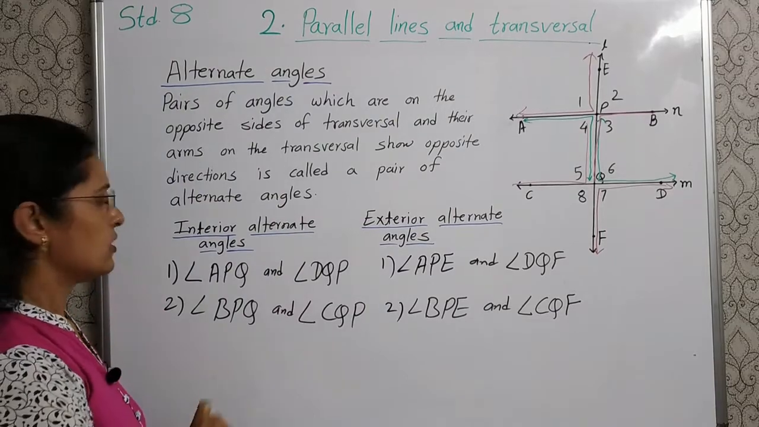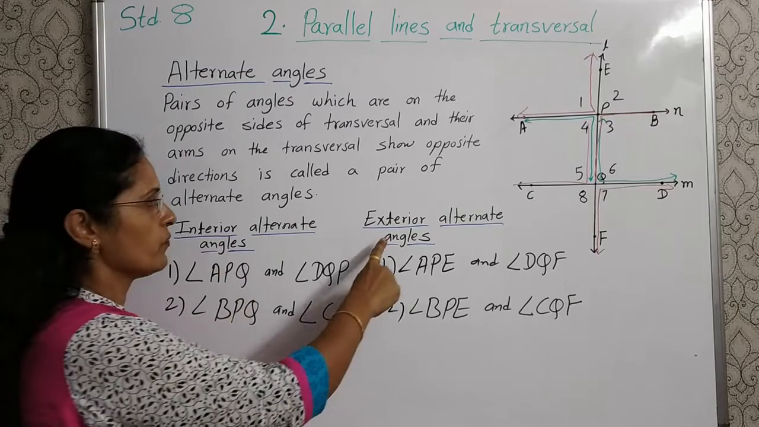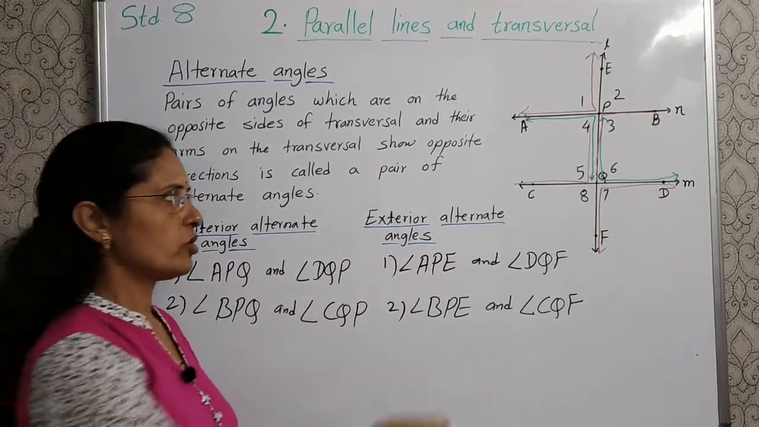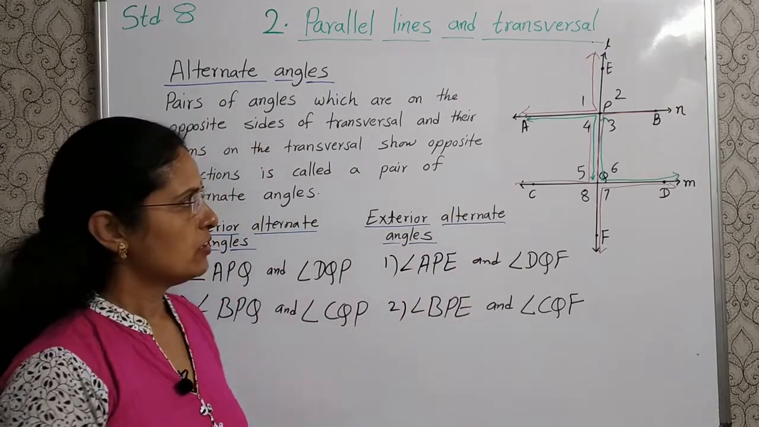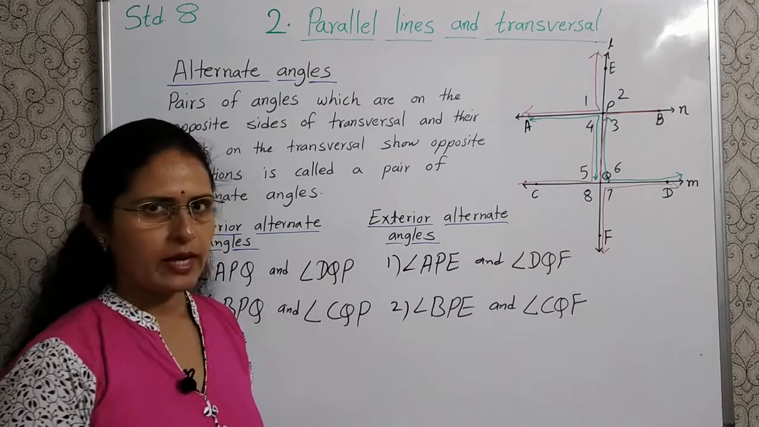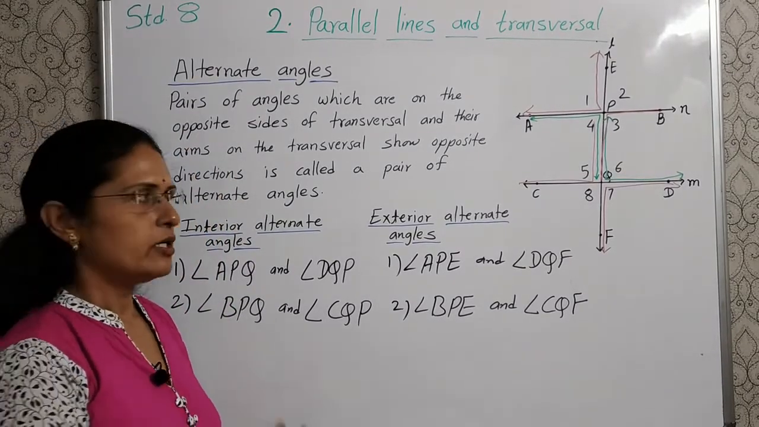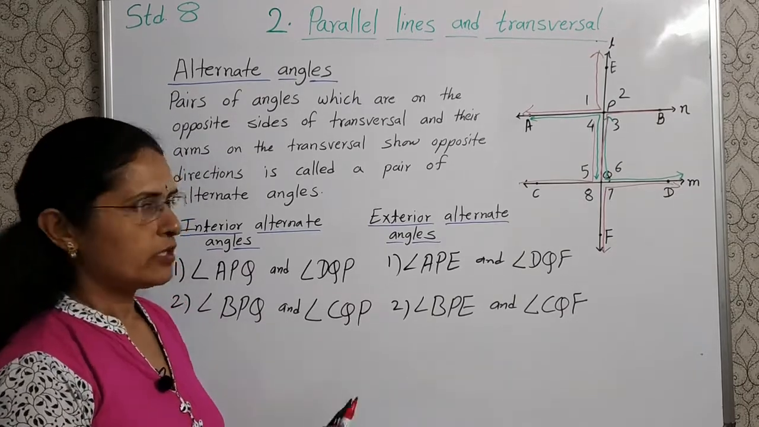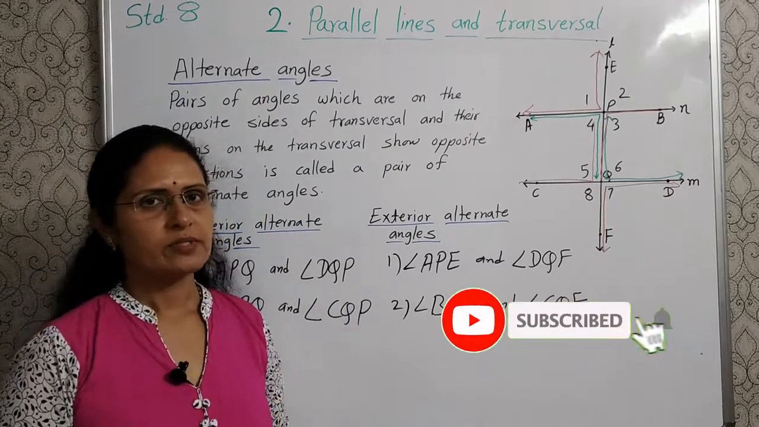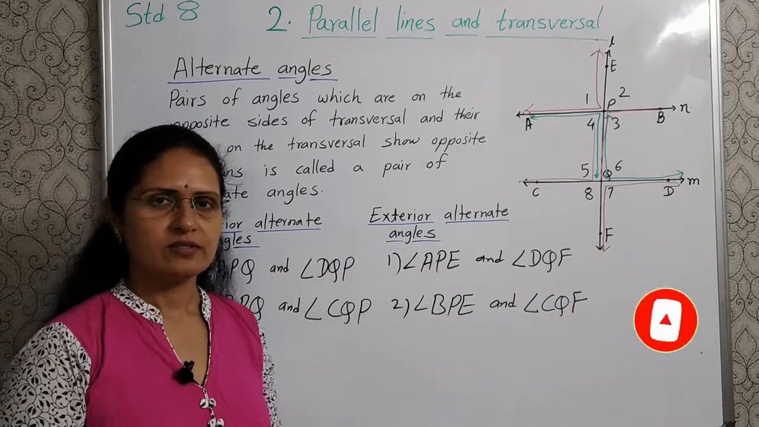So these are the alternate angles and its types: interior alternate angles and exterior alternate angles. You also draw the diagram like this, with two lines and a transversal, and you will get 8 angles. From those 8 angles you find different pairs of angles like corresponding angles, interior angles, alternate angles and these two types, and you will understand everything about the angles.